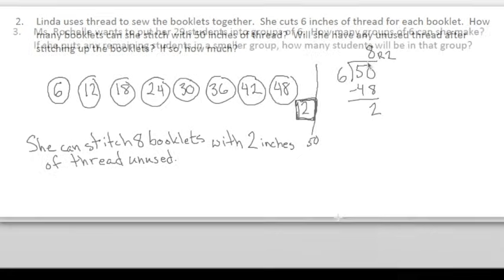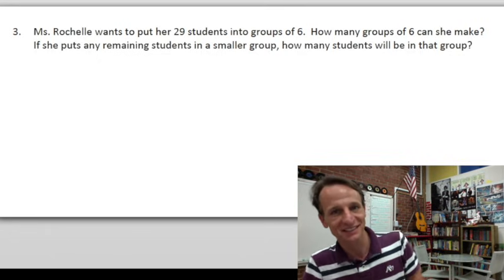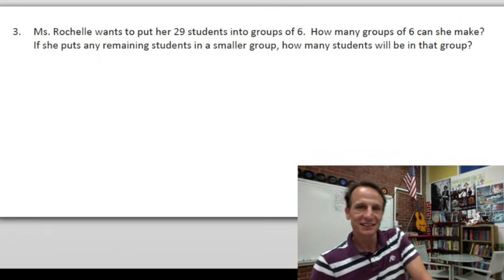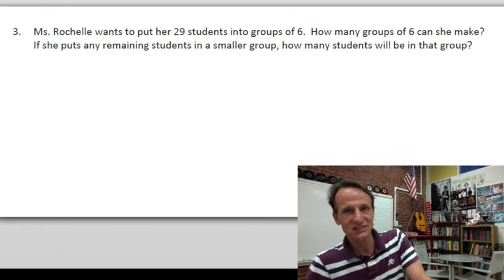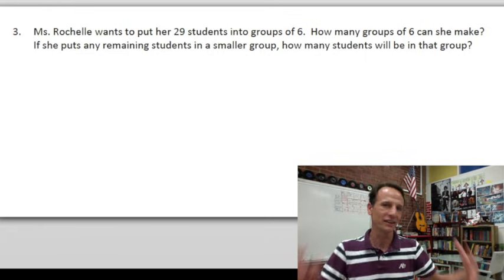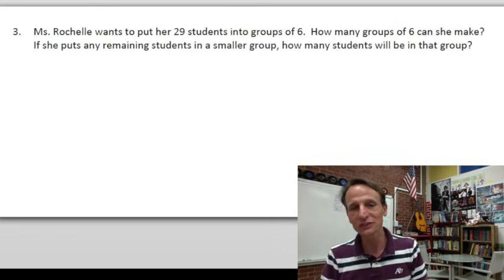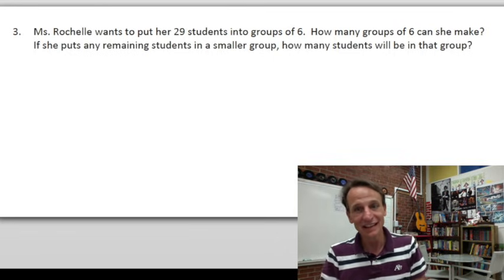Oh, boy. Oh, the tyranny of the Eureka mathematicians. Linda is consigned to the dustbin of Eureka history. She's gone. We will never hear about Linda and her beautiful booklets again.